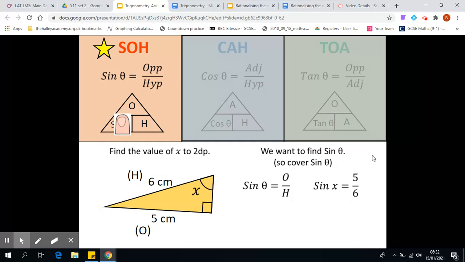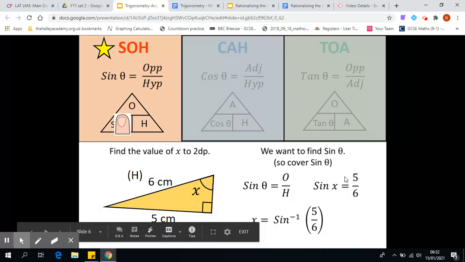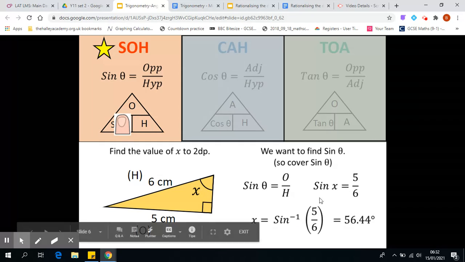Now, the most important bit: the opposite of sine is sine inverse. When you're using your calculator, make sure you press shift and sine. If you're using the Chromebook calculator, you must identify sine inverse by clicking on the scientific calculator. Sine inverse of 5 over 6. Ensure you use brackets to avoid any errors. This gives us 56.44 to 2 decimal places.